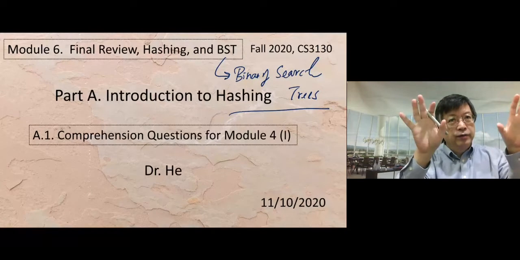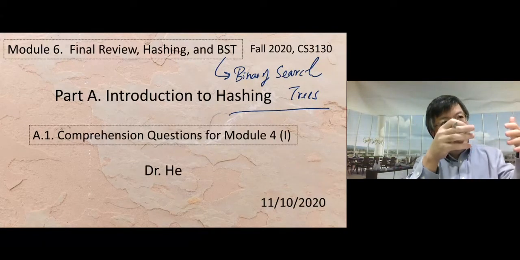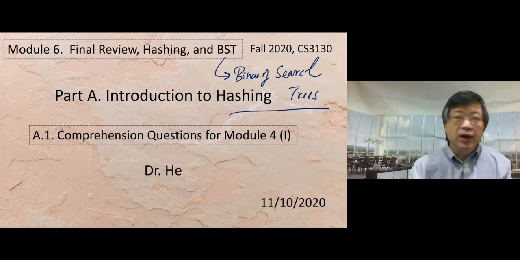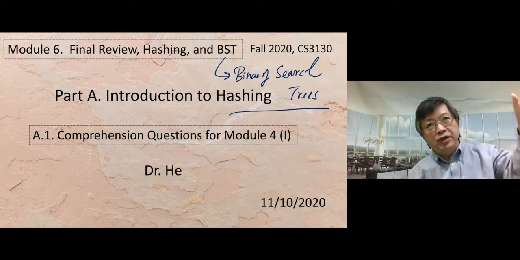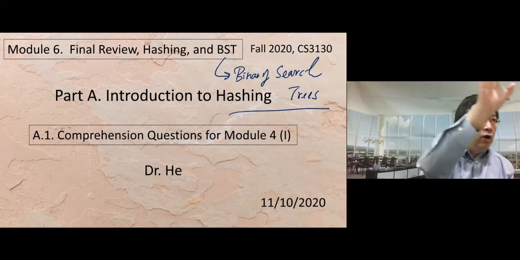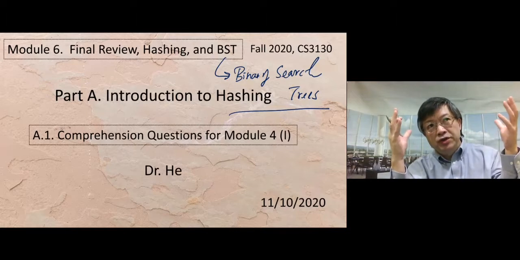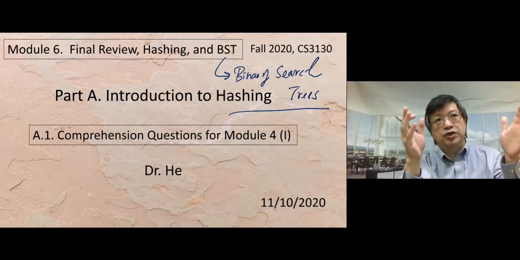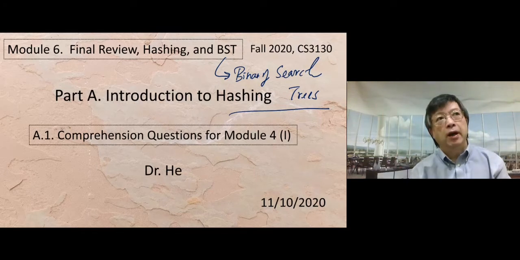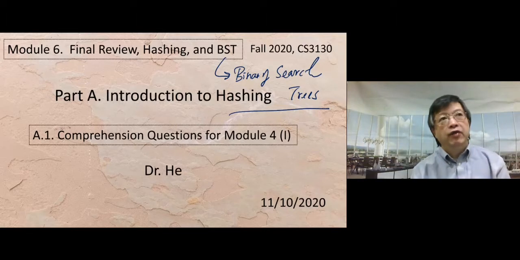So for this part, review for the final, I go through some of the relatively hard questions, or some questions I need to explain a little more from comprehension questions, quizzes, and homework assignment number 2. Those questions are basically the source for our final exam questions. I select some of them to explain here.